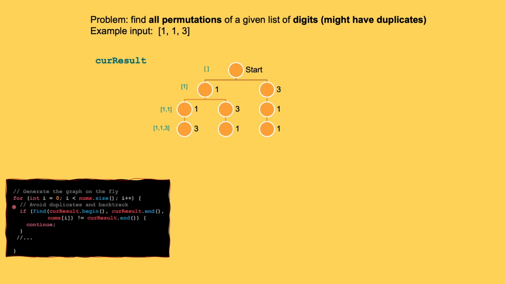Previously, when we were generating the children for each node, we used the find function inside current result so that we prevent the same number from being added under its parent. And that worked because previously we didn't have any duplicates. Now that we have duplicates, this method doesn't work anymore because as I'm adding this one, there is already a 1 in current result, and that prevents me from adding the second one.